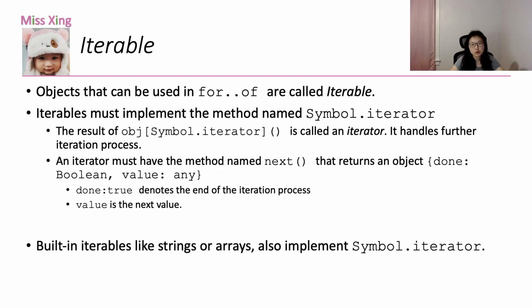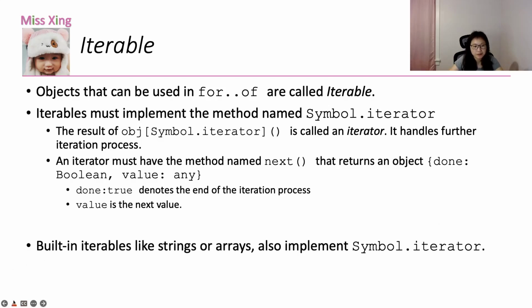There are some built-in iterables, which are strings and arrays. When we talk about a string and when we talk about arrays, we can use for of to loop them, because those classes or constructor functions all implement a Symbol.iterator. If you want your object to be iterable, then you must implement a method called Symbol.iterator.